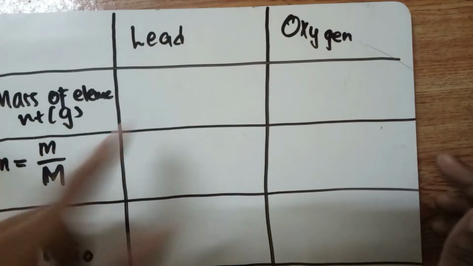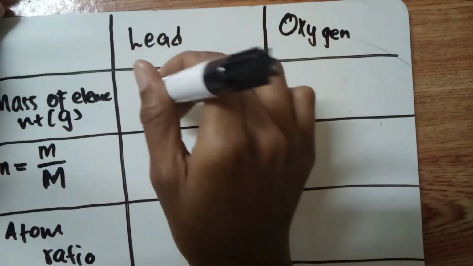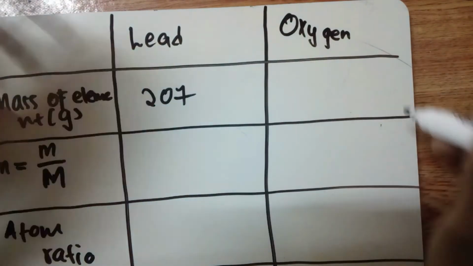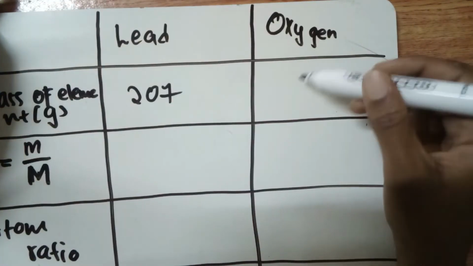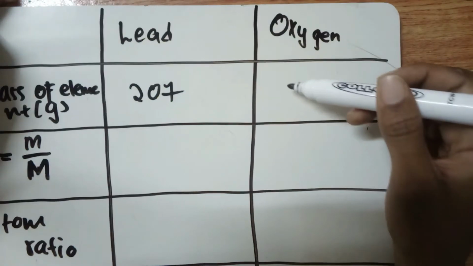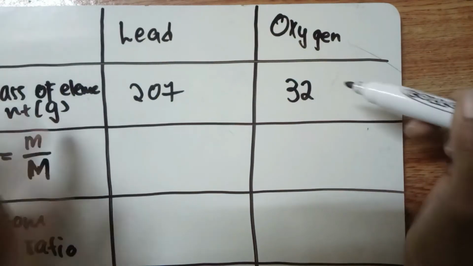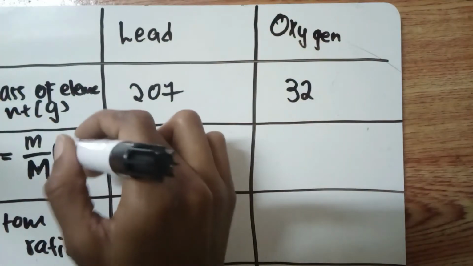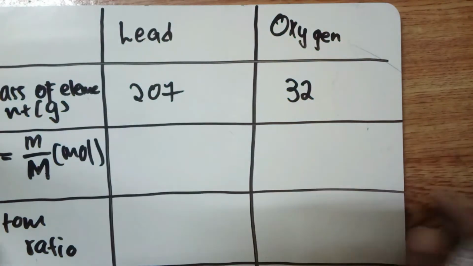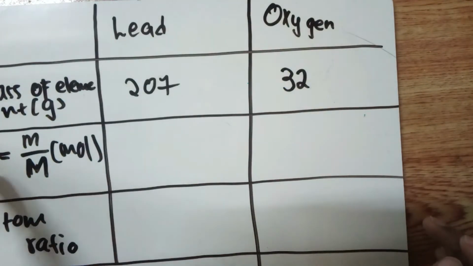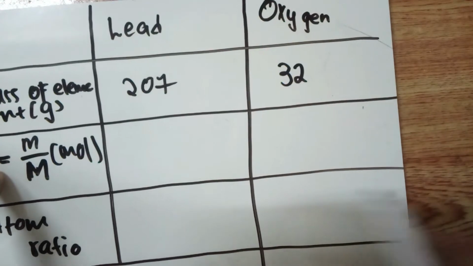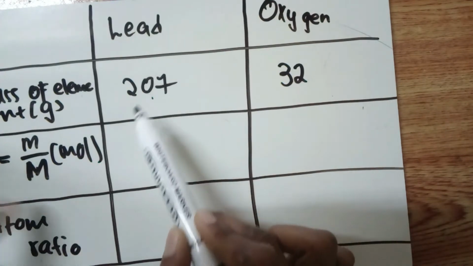So we know the mass of lead, it was 207. We know the mass of oxygen. We calculated it, and we found it to be 32 grams. Remember, this is measured in moles, right? Now, how do we find the number of moles? To find the number of moles, I must simply divide the mass by the molar mass.